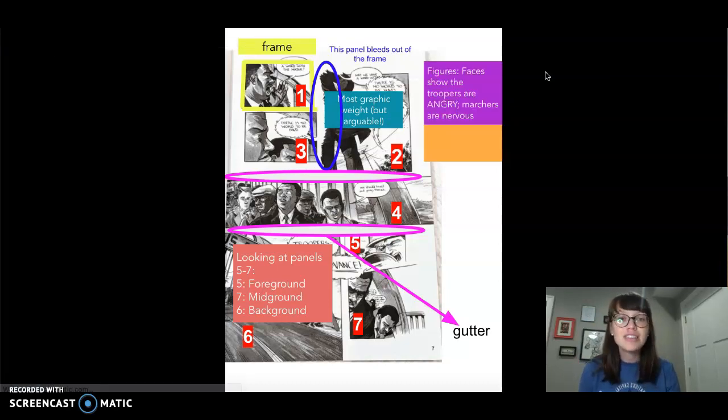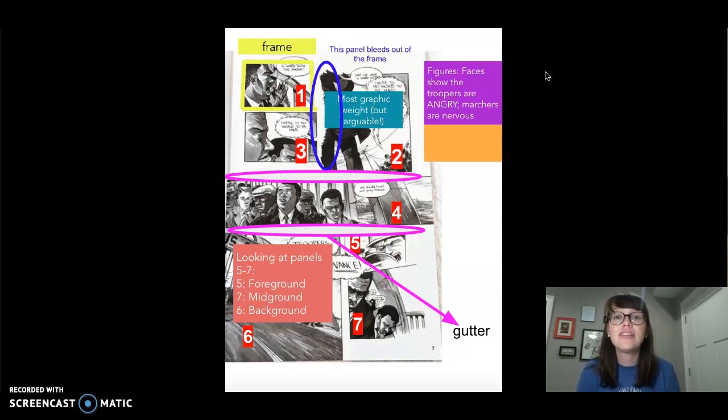So this is once you kind of understand what that even means, you already know how to do it. So if we look at, say, panel number 5, does that guy look like he's having an easy breezy day? I don't think so. So the faces show the troopers are angry and the marchers are, I would say, nervous. We're looking at panel 7. We might be having a few prayers said right then.